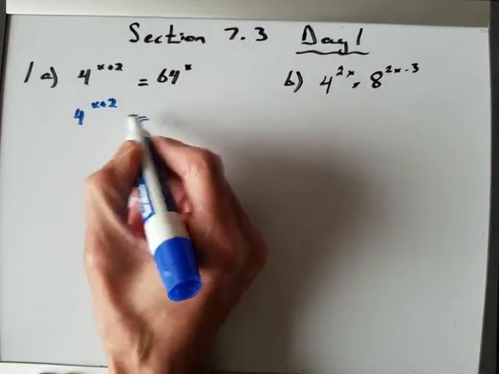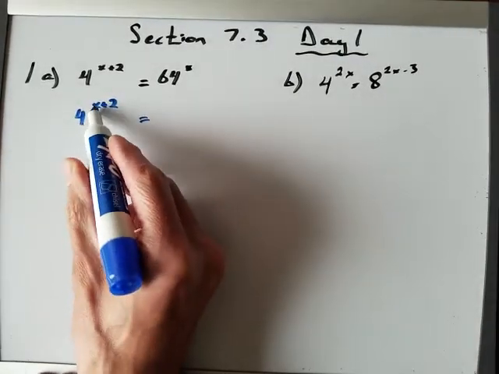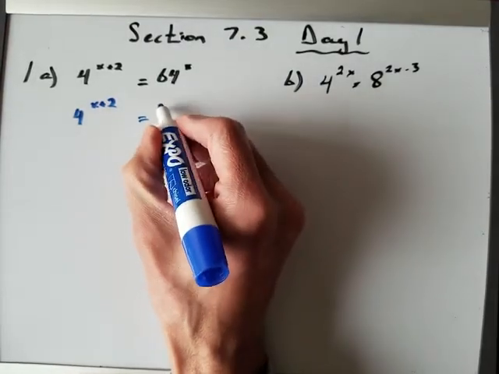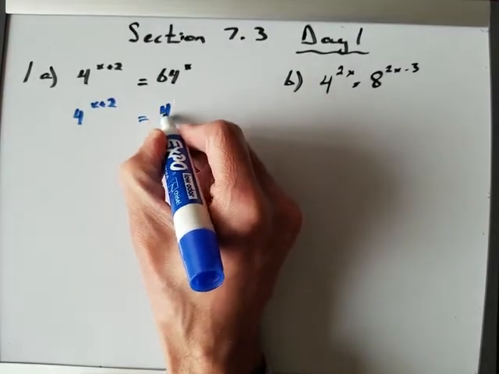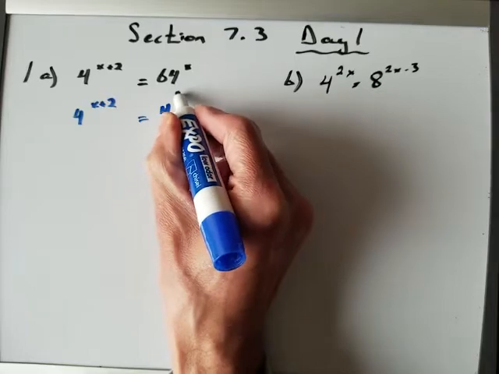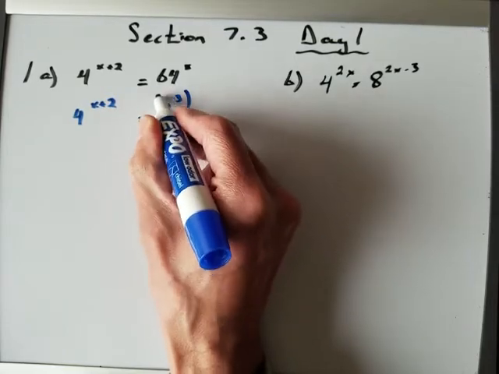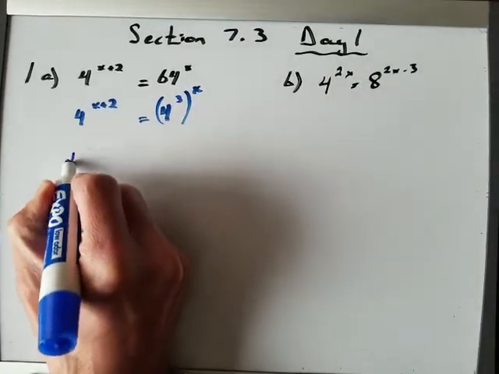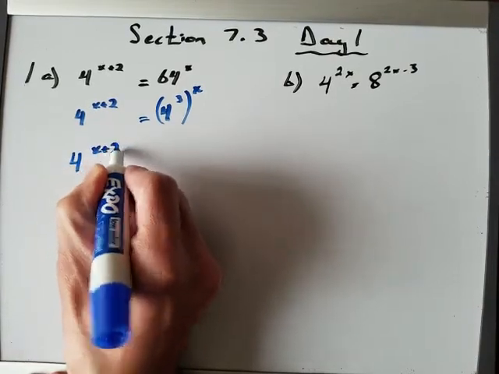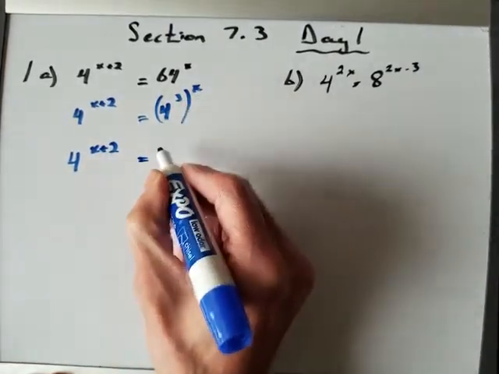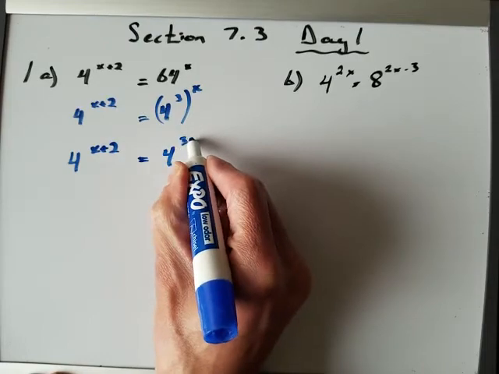Now, I'm going to just leave this side alone. I'm going to leave it as 4 to the power x plus 2. 64 is actually 4 to the power 3. Okay, so then we put a 3 there, and there is still the x. And then we go back to our old rules of exponents, where if you have a power of a power, you are multiplying, well, it's just 3x.